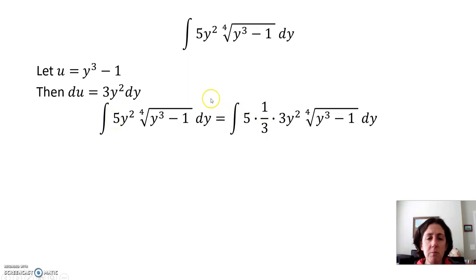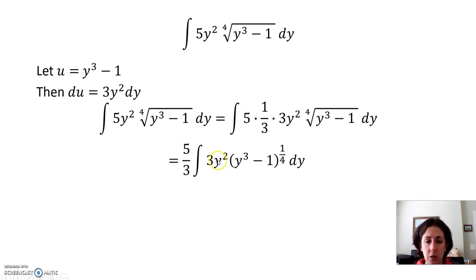I can't just make it a 3. That would change everything. But I could multiply by a fancy 1, 1/3 times 3. That would cancel to be 1. And notice, these would cancel to be 1. I still have that 5, and I would be right back here where I started. So I haven't changed anything. But I don't need the 5, and I don't need the 1/3, so I will pull those out.